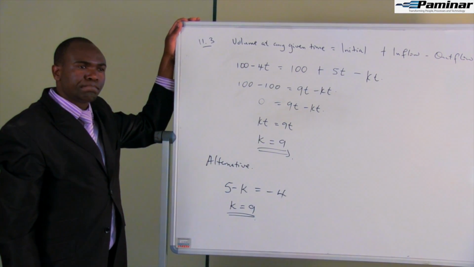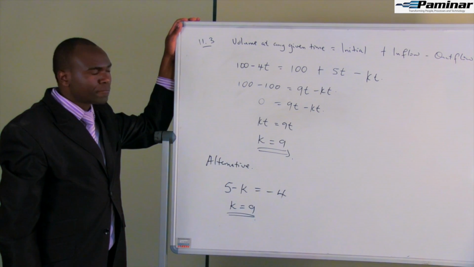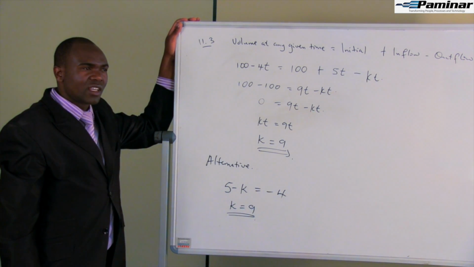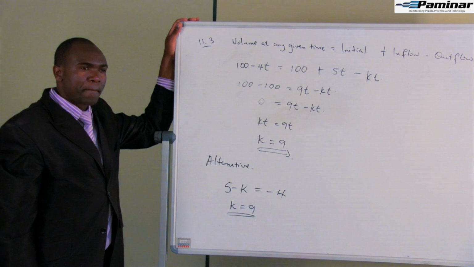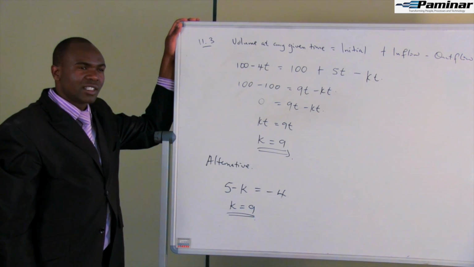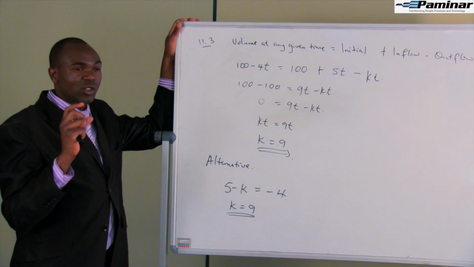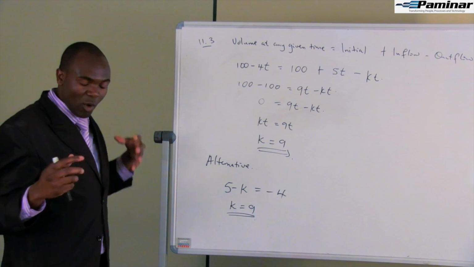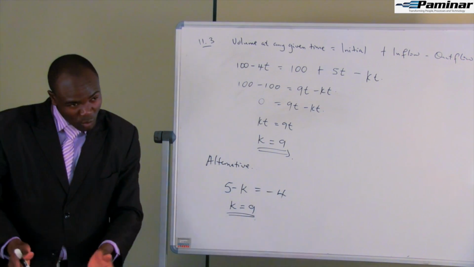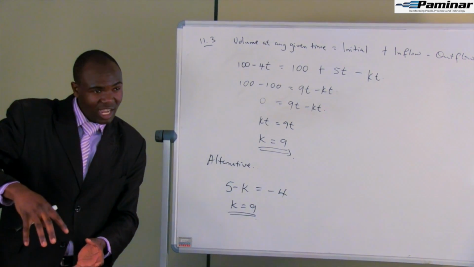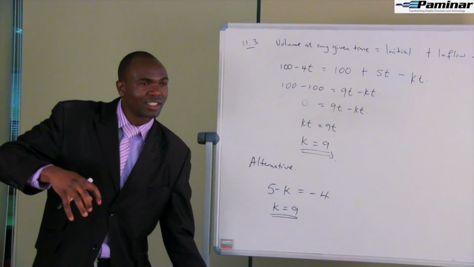One more thing I wanted to ask is about the formula that we use, initial plus inflow minus outflow. Where do you get the formula? That's why I said at the beginning that it's common sense. Remember water: first of all, there was water, and then the other one is coming in, and the other one is going out.